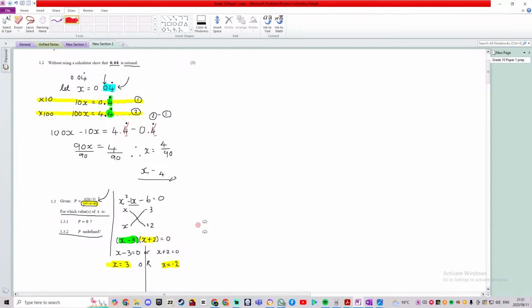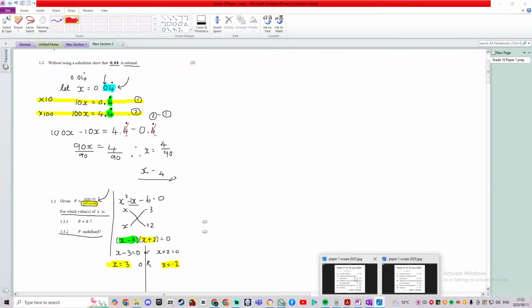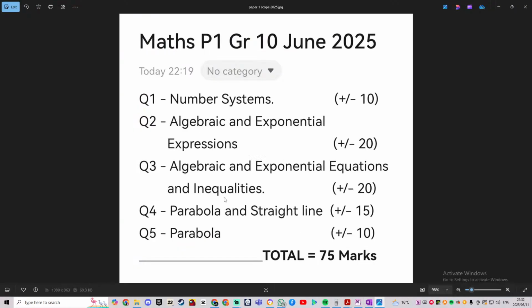You sent another question on the group to Senzo. Don't worry about him, he's not coming. That is an exponential graph. According to the scope, there is no exponential. It says parabola and straight line, then it says parabola. There is no exponential.